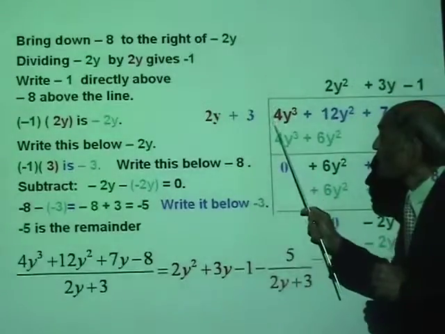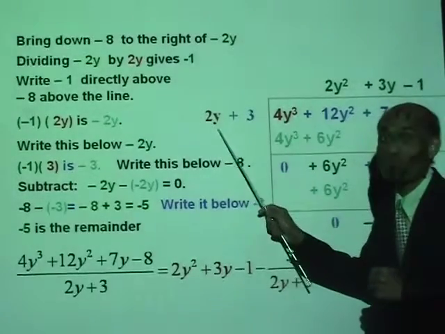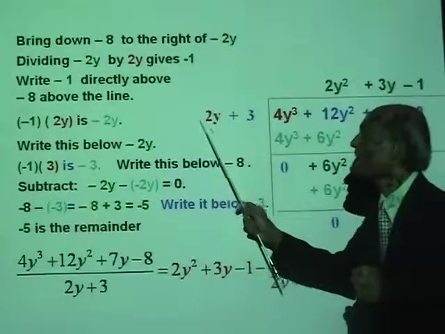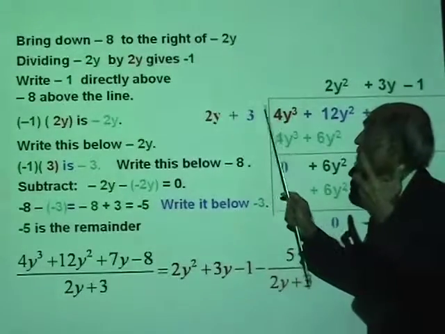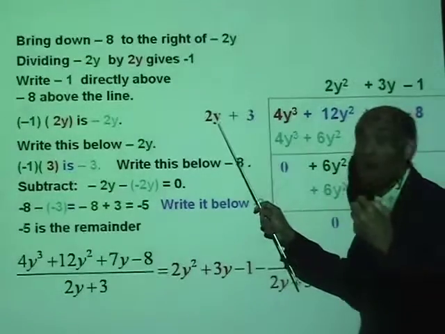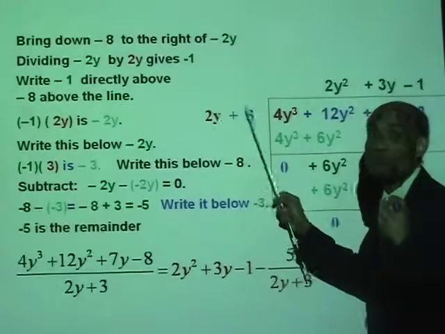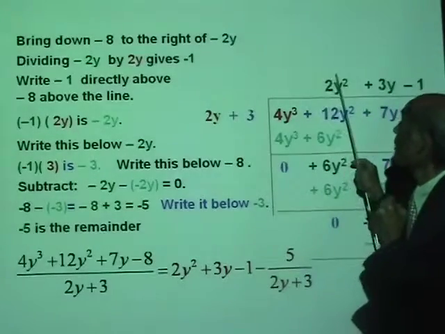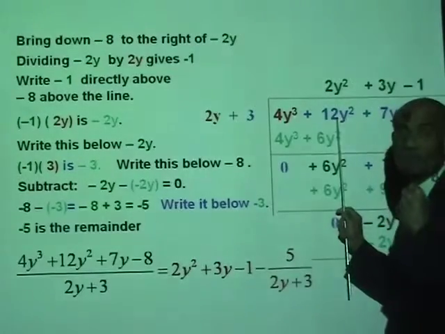The first term of the dividend is divided by the first term of the divisor. Alright, 4y cubed divided by 2y. Try and do this in your mind now. 4 divided by 2 is 2. Y cubed divided by y is y squared. So 4y cubed divided by 2y is 2y squared. Write it above the horizontal line in line with the y squared term.